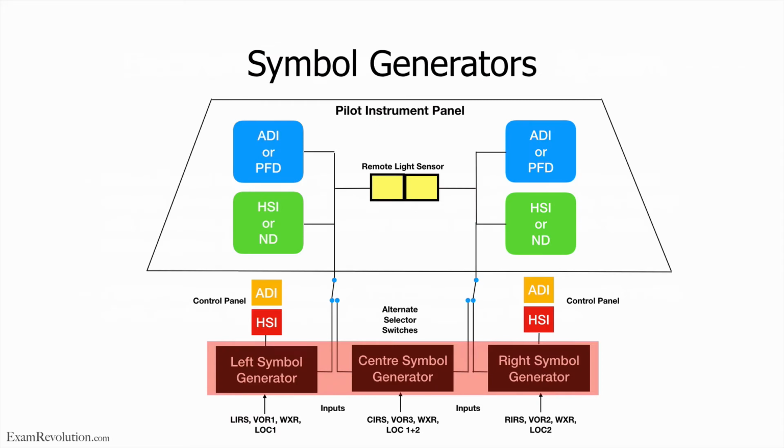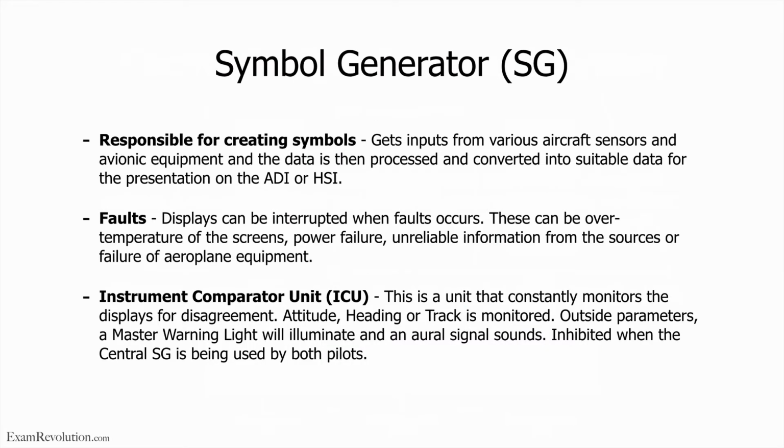Once again, it's different from aircraft to aircraft. Okay, so it's continuously monitored, and that is the instrument comparator unit, right? So the light will illuminate and an aural signal will sound. So the aircraft might tell you, heading unreliable, a voice saying heading unreliable or something like that.